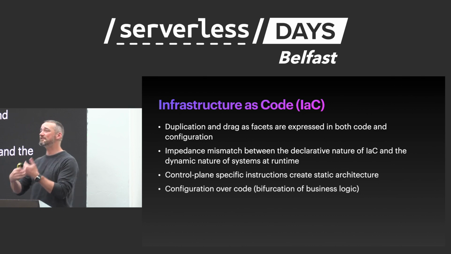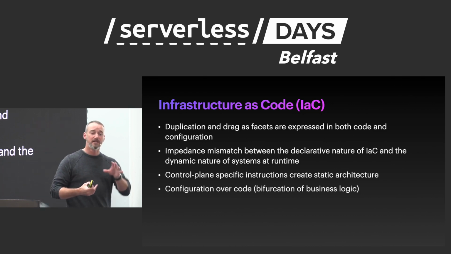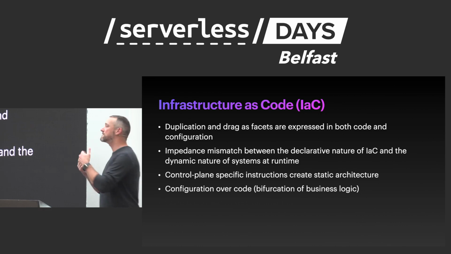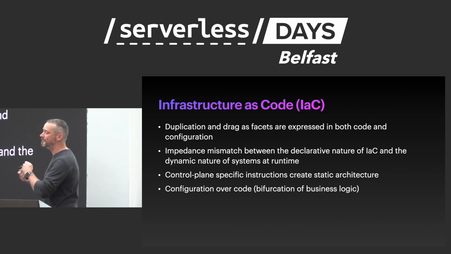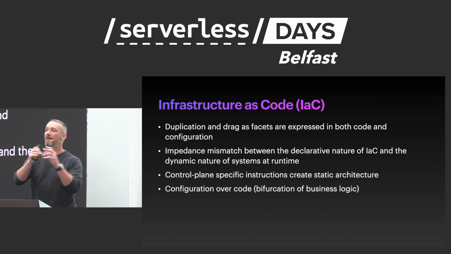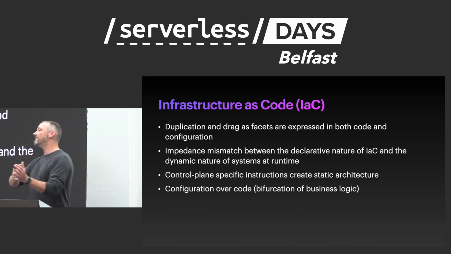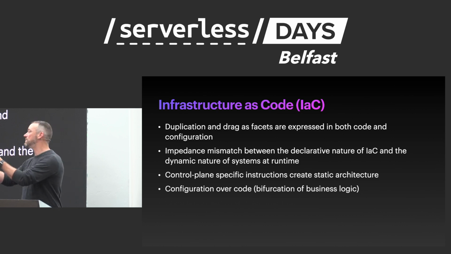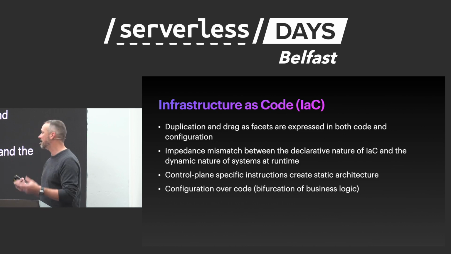So what this does is create a bifurcation of business logic. Think about EventBridge Pipes. Think about direct integrations with API Gateway. Think about Step Functions. You're taking a lot of business logic and codifying that into infrastructure as code, oftentimes then passing context into code that you write, maybe in a Lambda function or something like that.